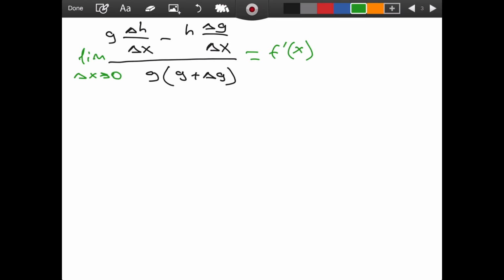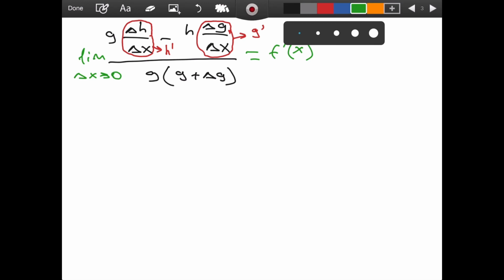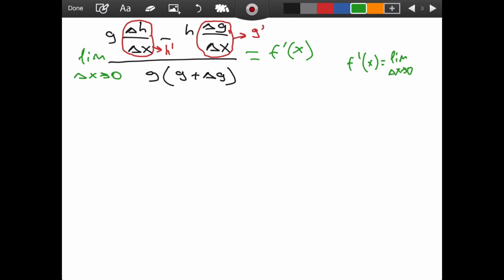So, if we take delta x to 0, this thing right here, by the definition of a derivative, this will give us h prime of x. This is h prime. And this thing right here, that is going to be g prime. Because remember, another definition of derivatives is that f prime of x is equal to the limit as delta x approaches 0 of delta f divided by delta x. Alright, we are using this idea here.